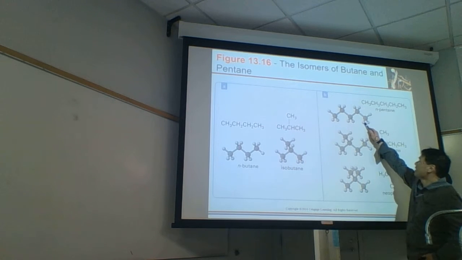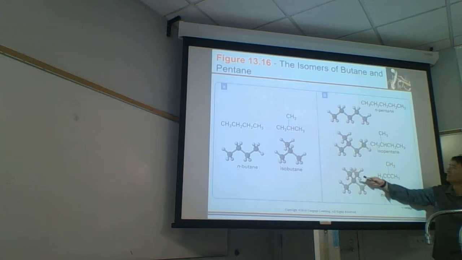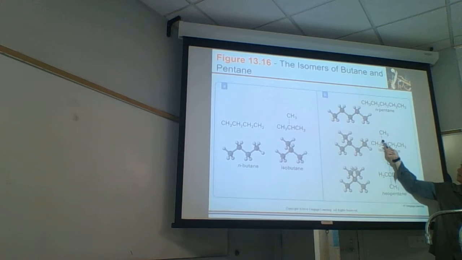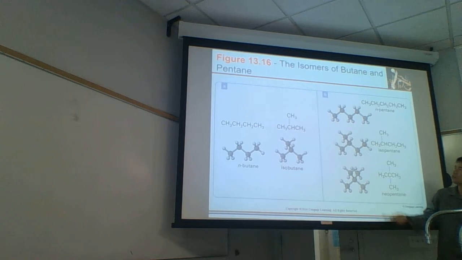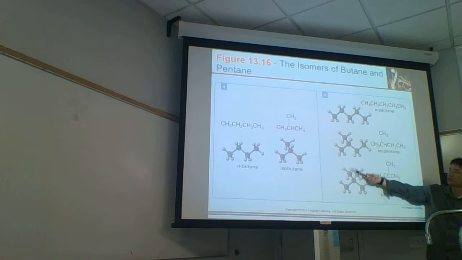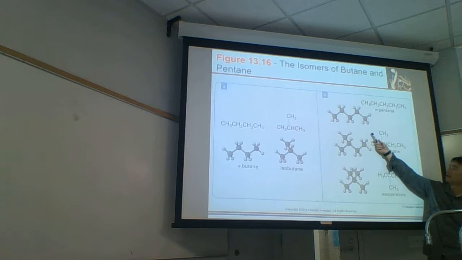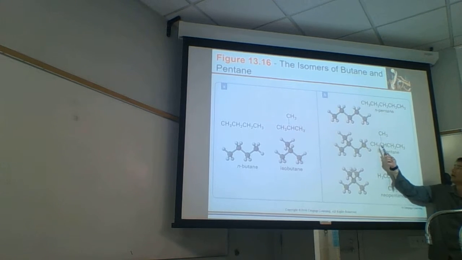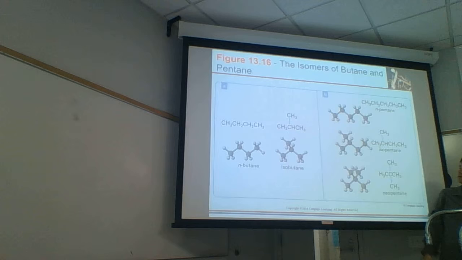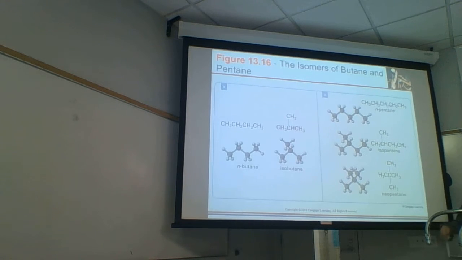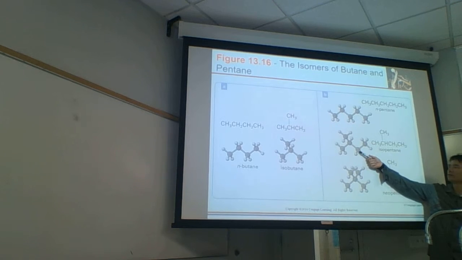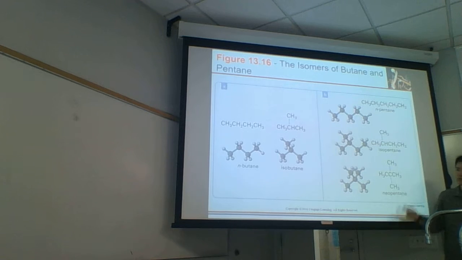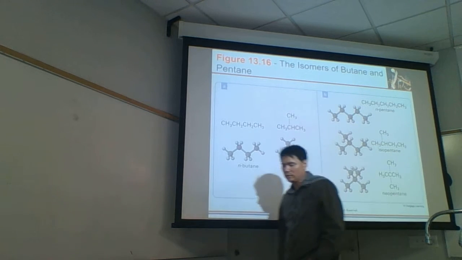Up here, pentane has 5 carbons, so this is the structure here. This would be isopentane. This would be neopentane. The interesting thing is all 3 of these structures have the exact same formula. They all have 5 carbons, and they have 12 hydrogens. So all of them, but their structure is different. And so when we have the same formula but different structures, we call those isomers. So these are 3 isomers of this particular formula, C5H12.